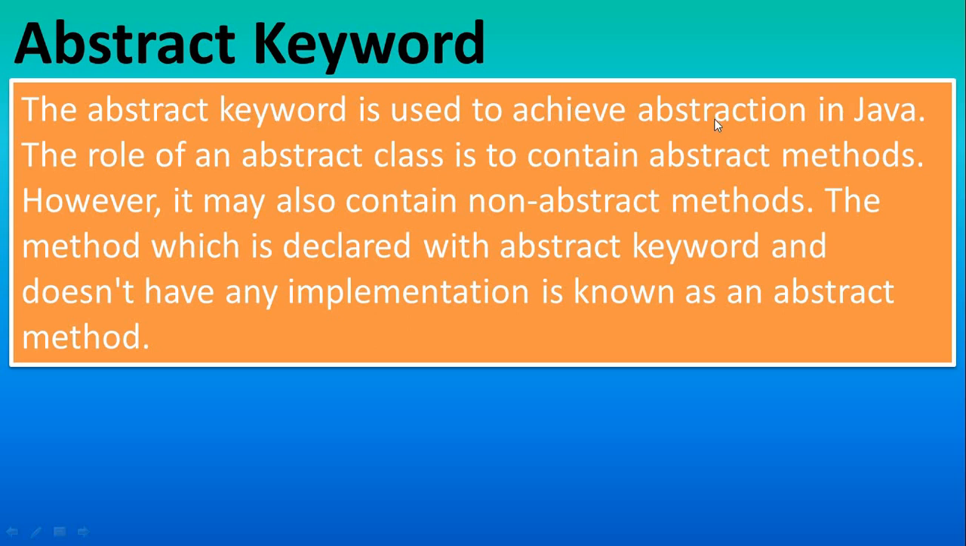So here we start with the tutorial, and this is the key information in terms of the abstract keyword. The abstract keyword is used to achieve abstraction in Java. An abstract class contains abstract methods as well as non-abstract methods. An abstract method is a method that doesn't have an implementation. It means if you use the abstract keyword in a method, it takes only the declaration part and doesn't contain code.